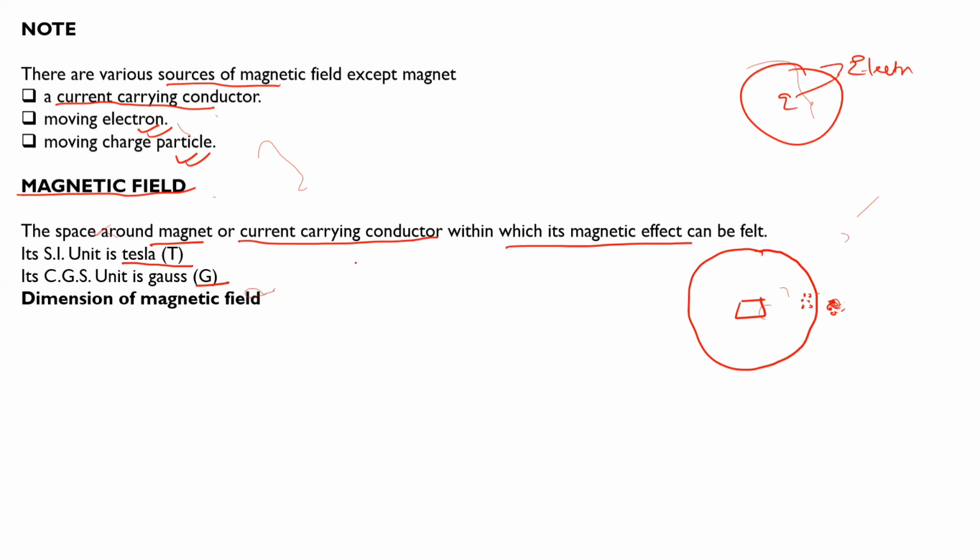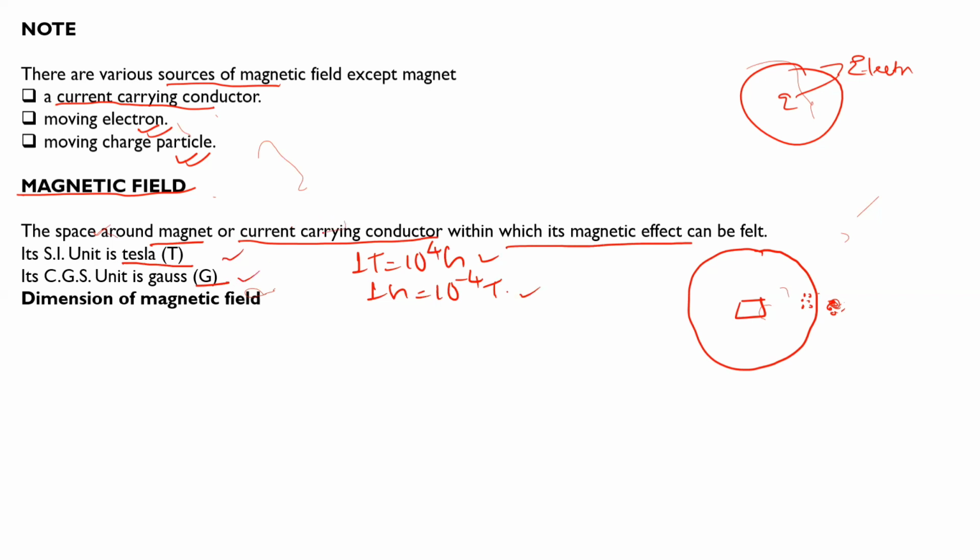And you need to remember that 1 Tesla is 10 to the power 4 Gauss. And 1 Gauss will be eventually 10 to the power minus 4 Tesla. So these are the units you need to remember. Tesla is the SI unit and Gauss is the CGS unit.